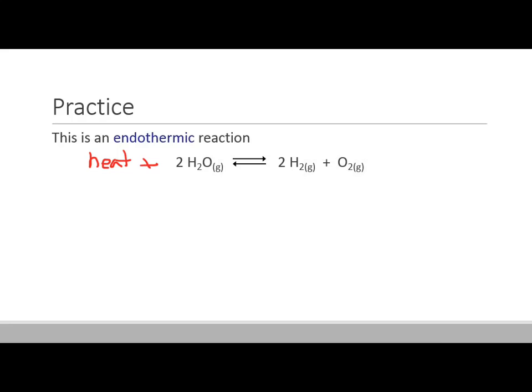Or I could have told you that this has a positive delta H, in which case it would also be endothermic, right? Okay, so here's my reaction. Now, let's go ahead and try a couple of different scenarios and see which way it would shift.